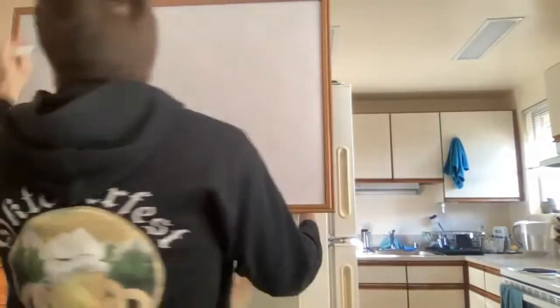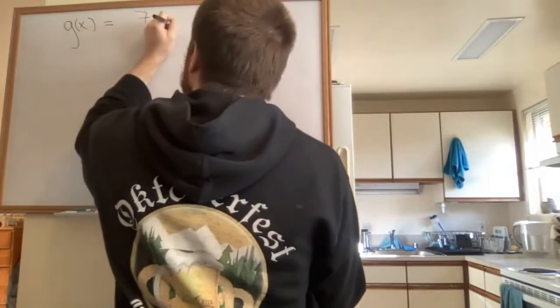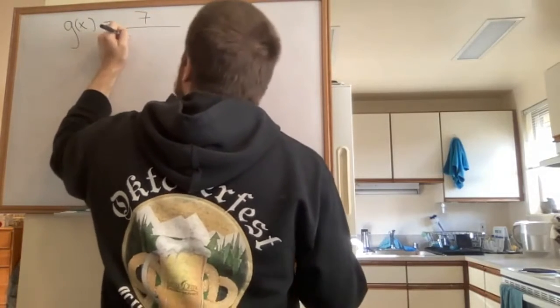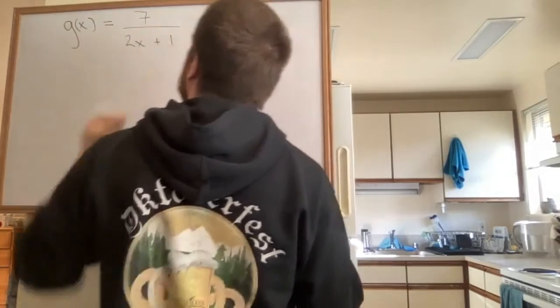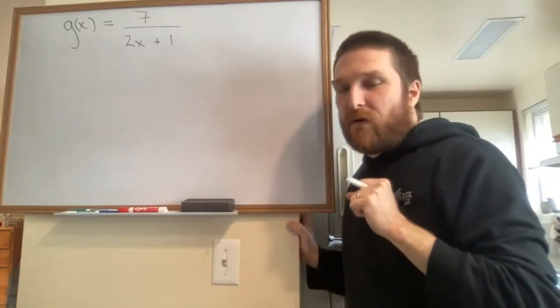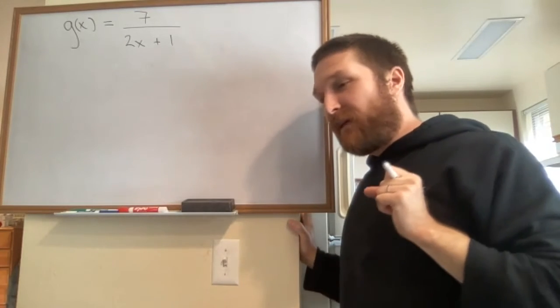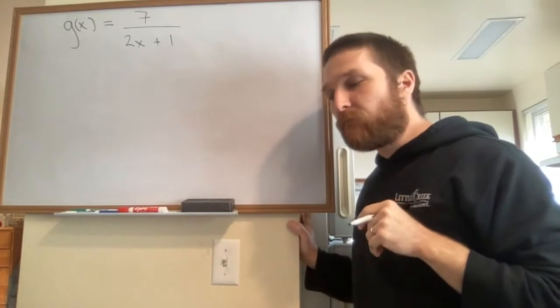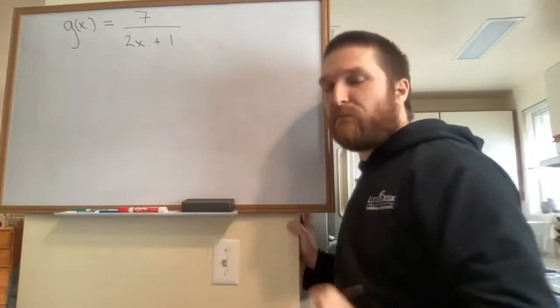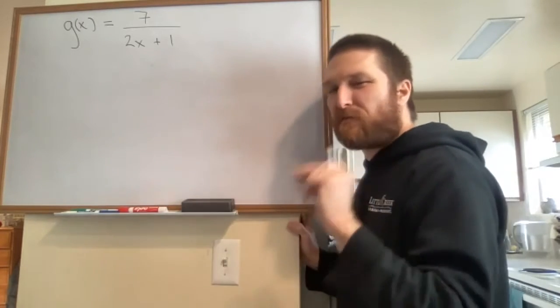But let's just do this. Let's say that I gave you something like this. Let's say I said, let g of x equal, oh, I don't know, how about 7 over 2x plus 1. If I said, write the domain of G in interval notation, describe to me what you would do. Let's work this out together. You tell me, what's the first thing you would do?